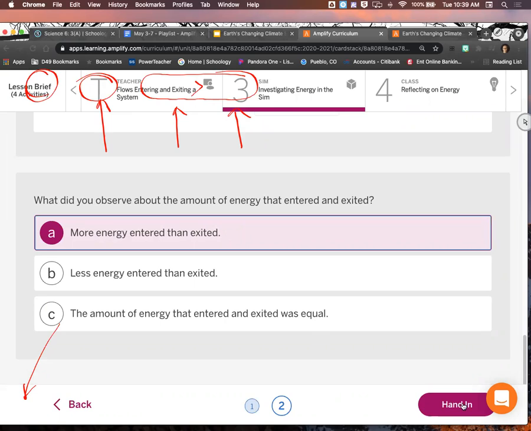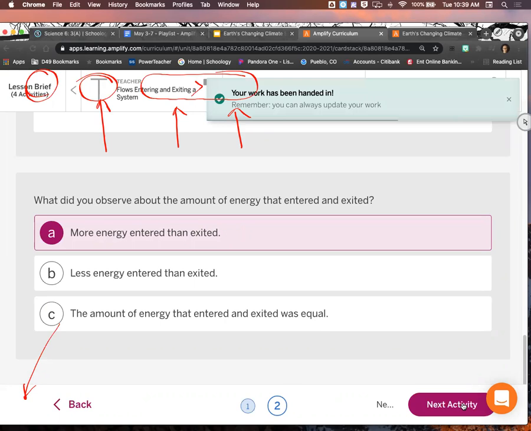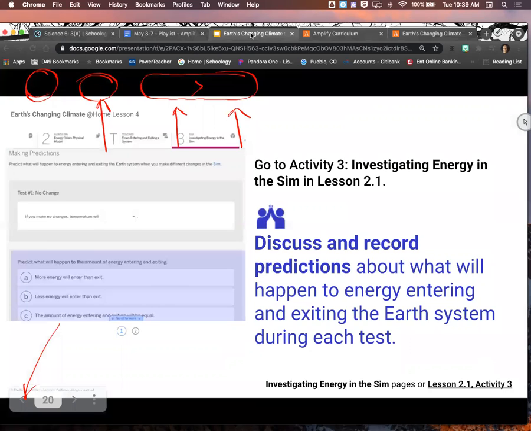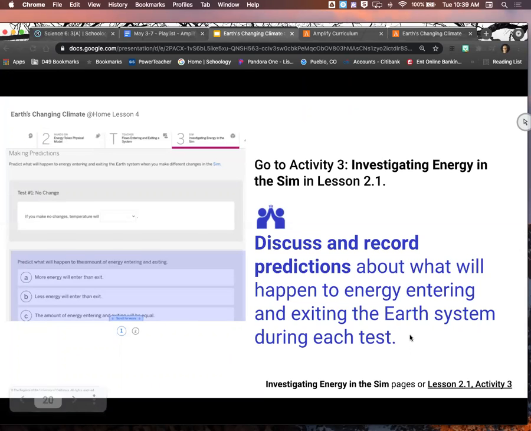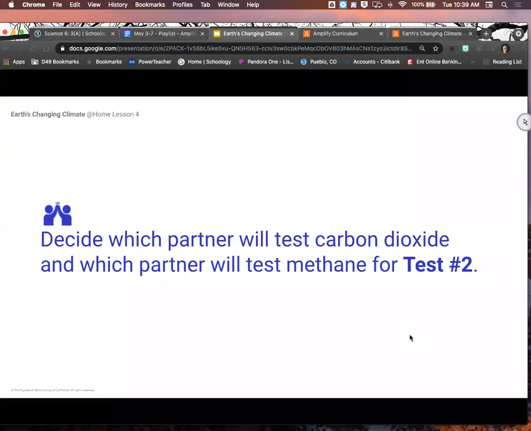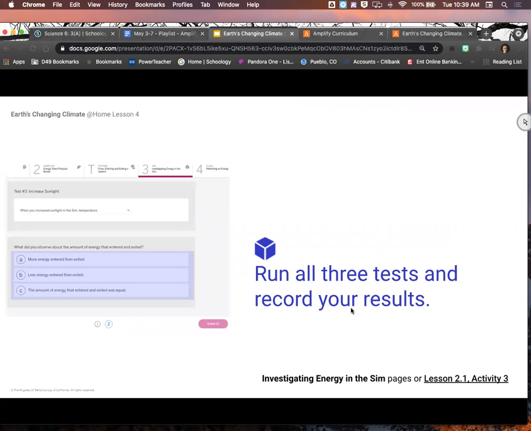Let's hand that in, move back to our slide, and follow what it suggests. So we're on slide 20. So we not only recorded the predictions, but we went on to the next page and we did each of the tests. So we tested for carbon dioxide. Now, we did not test for methane for test 2, but we did run all 3 tests and we recorded our results. What did we find out?